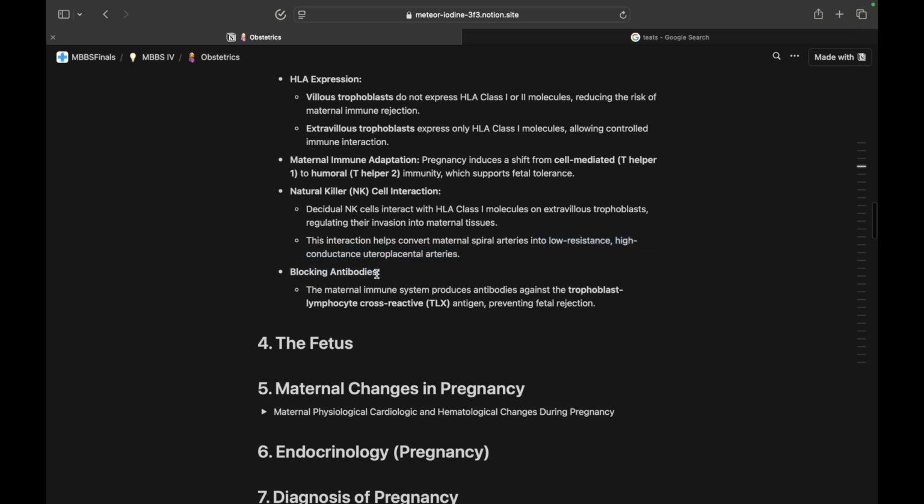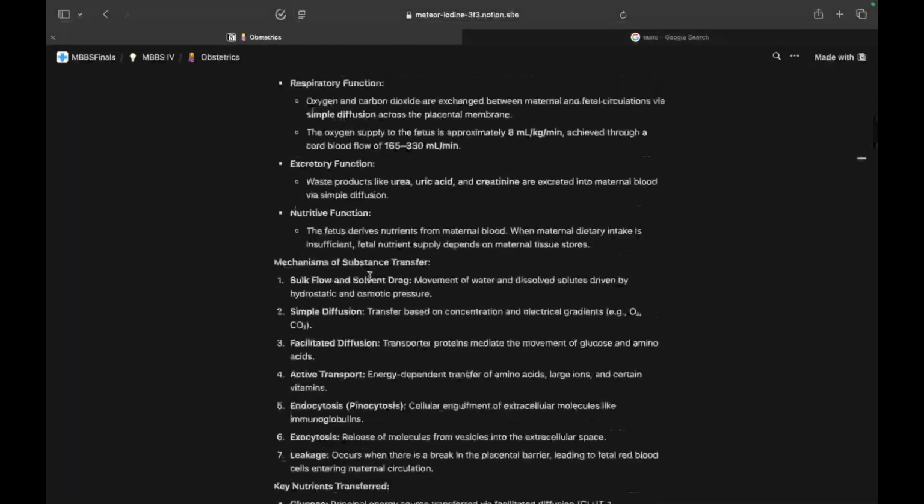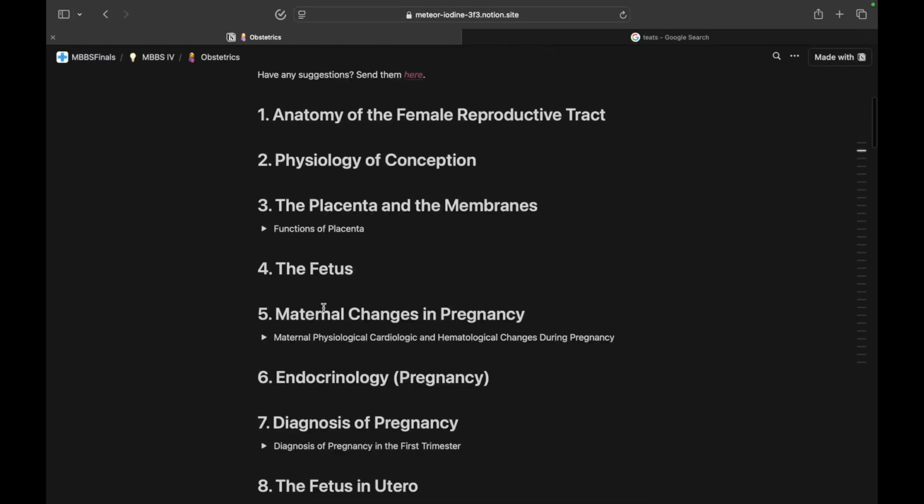Next, coming to blocking antibodies. The maternal immune system produces antibodies against trophoblast lymphocyte cross-reactive antigen, preventing fetal rejection. So let us look at the name: trophoblast lymphocyte cross-reactive antigen. Overall, it is against this particular antigen. This antigen is bad for the fetus, and that's how it protects the fetus. And with that, we come to the end of the discussion on the functions of the placenta.